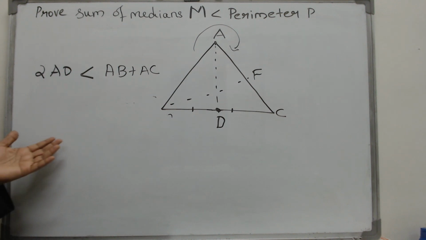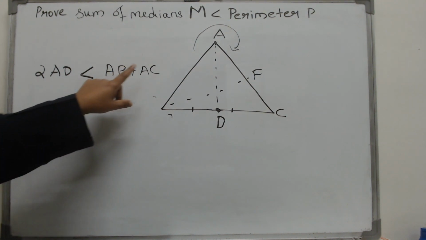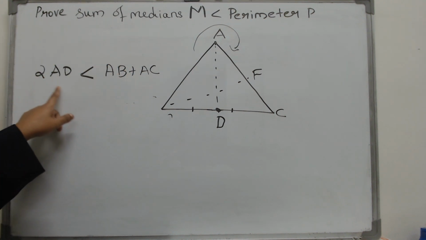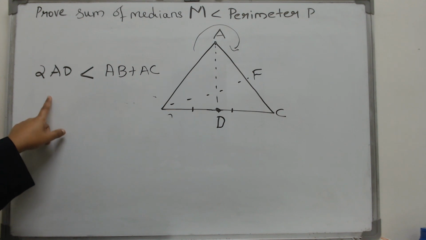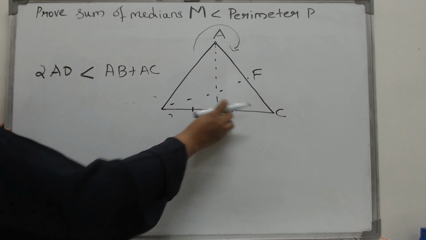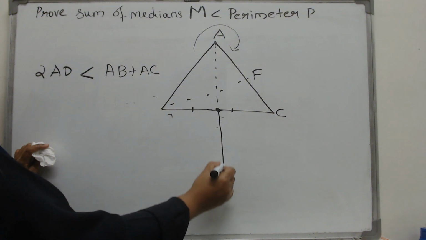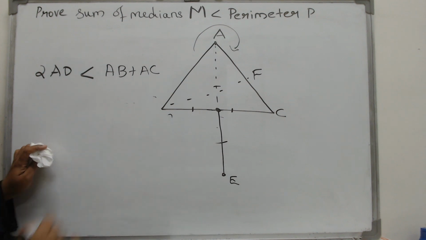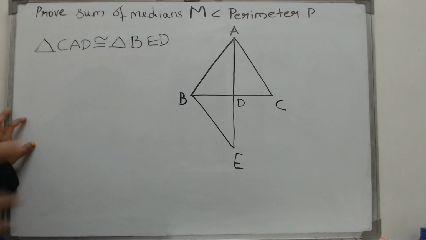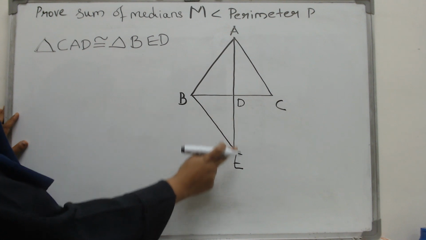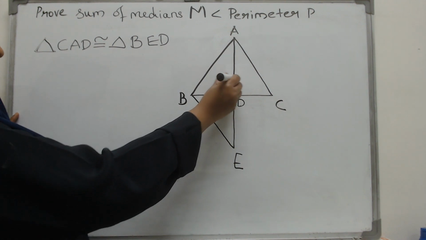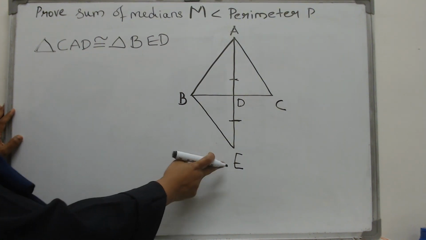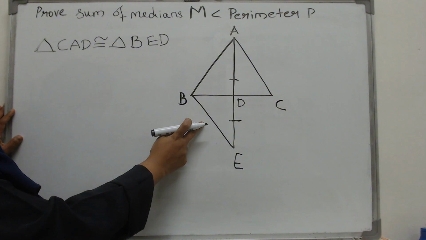And how are we going to prove that? We already have AB, we have AC. What do we not have? We don't have 2 times AD. So what we do not have, we will construct it. What we are going to do is extend this AD to a point E in such a way that these two are equal in measure. Now, what did we do? We extended AD to a point E such that AD and DE are equal in length. Now, join BE. You will get a beautiful triangle.